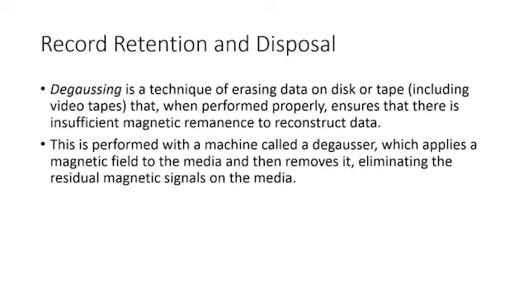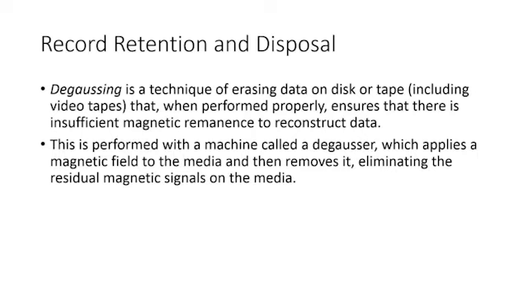Another technique is called degaussing. Now this is a technique of erasing data on a disk or a tape, magnetic data, that when performed properly, ensures that there is insufficient magnetic remnants to reconstruct the data. Because inside of that hard drive, those platters that are spinning around, that data is held on there by magnetism. And if we mess with that magnetic field, that data can't be kept or stored on that data drive anymore. Can't be on those little platters that are spinning around inside of that hard drive.